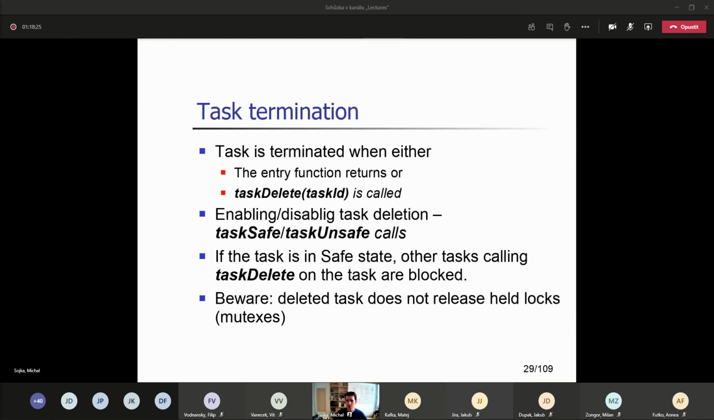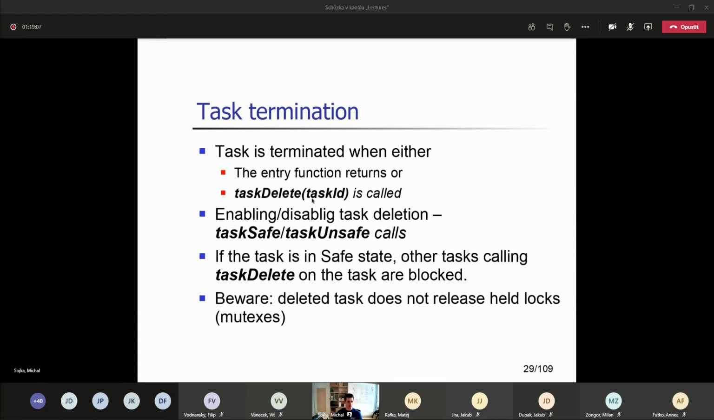Now, how you can terminate a task. There are multiple ways to terminate a task. Either the task is terminated when the entry function returns, which is probably what you would expect, but there are other ways too. There is a function called task delete. You specify the task identifier, which is the value returned by task spawn or task initialize, and this way you can delete either yourself or other tasks running in the system.